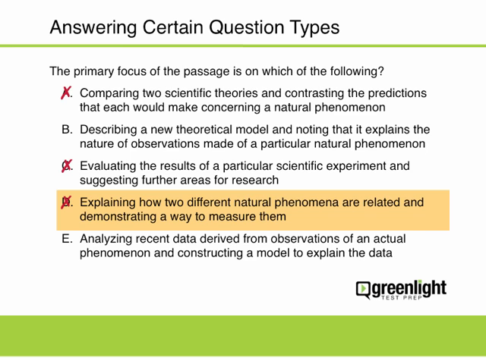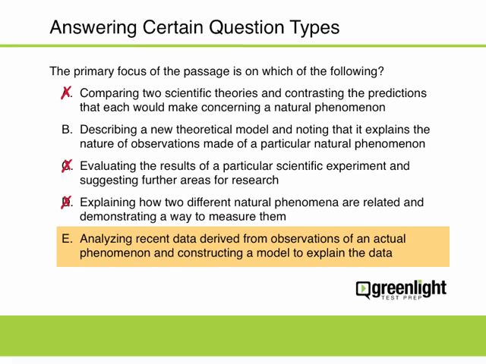Now answer choice E is not correct, but some students will find it compelling since it does contain two true statements. Recent data was analyzed and a model was constructed. However, the problem here is that the order of events is reversed. The passage states that the model came first and was later confirmed by observations, but answer choice E says that the observations came first and the model came second. As such, answer choice E is not correct.